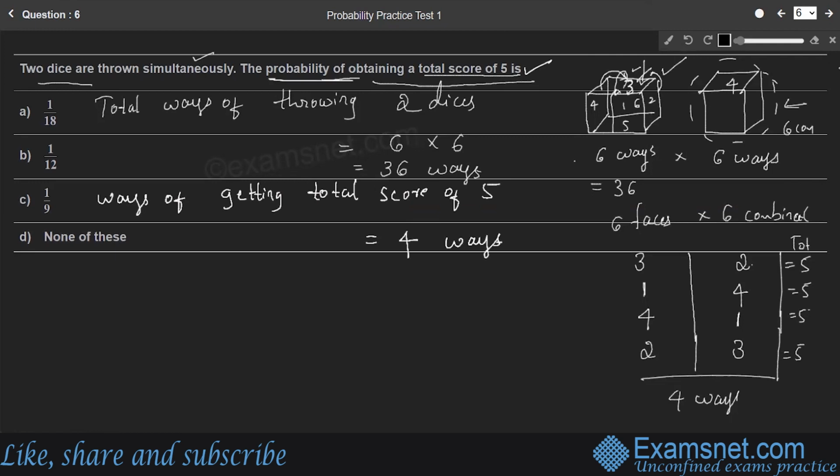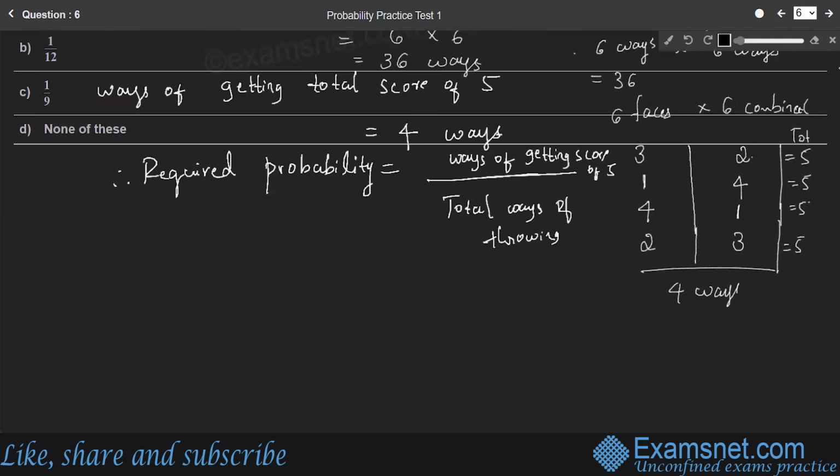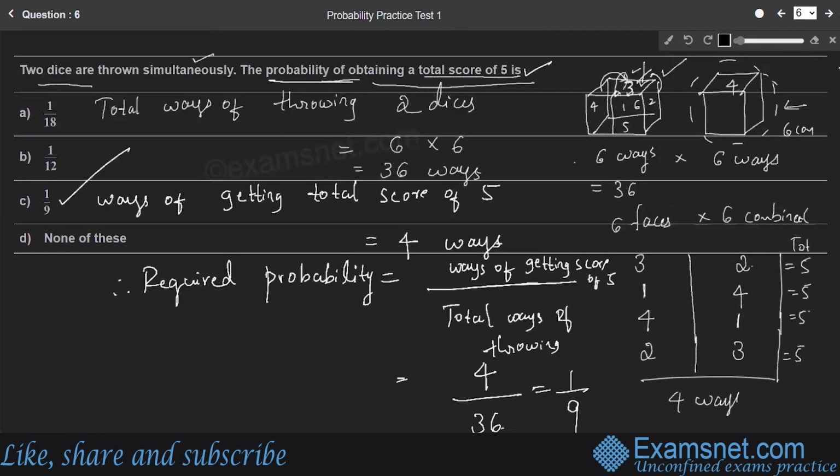Therefore, probability of obtaining total score of 5. Therefore, required probability, again by the formula, number of favorable outcomes divided by total number of outcomes. Here total number of outcomes are nothing but total ways of throwing 2 dices, right? In the numerator, it is ways of getting score 5, which gives the required probability. Therefore, probability of getting the score of 5 is 4 ways divided by total number of ways, 36 ways, right? Therefore, it is 1 by 9 is the probability. Therefore, option C is the right answer, right?